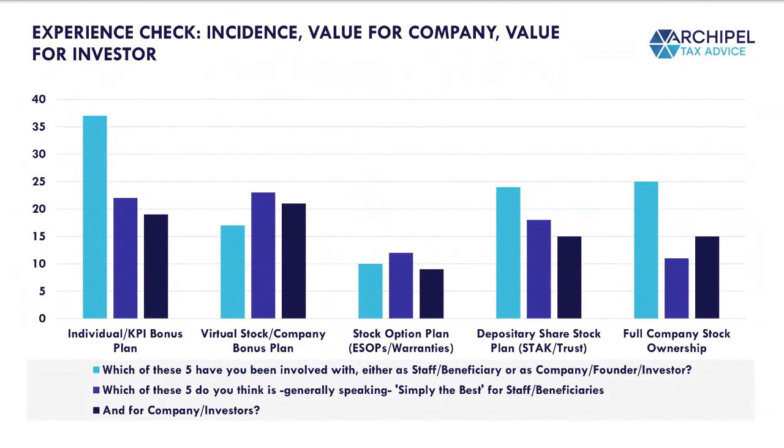Experience check. So for this question, I asked, which of the 5 have you been involved with, either as staff, beneficiary, or a founder? Which do you think is best? So green is, I have experience. Purple is, I think this is the best option for me. And dark blue is, this is the best option for company or investors.